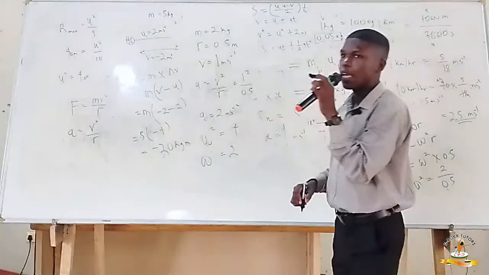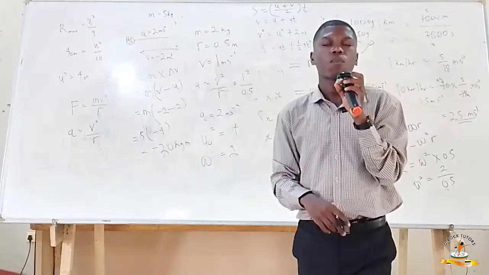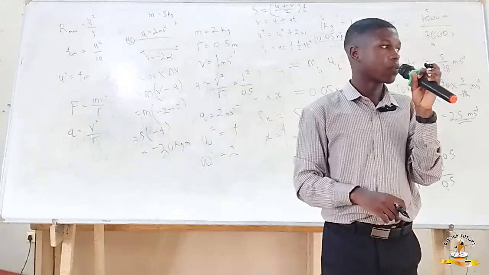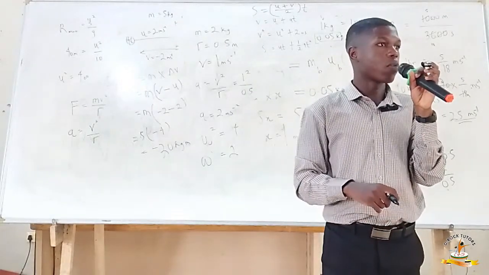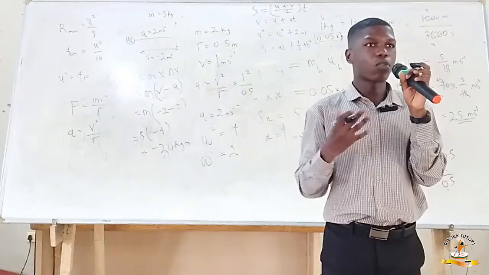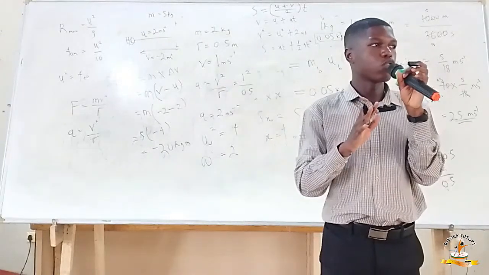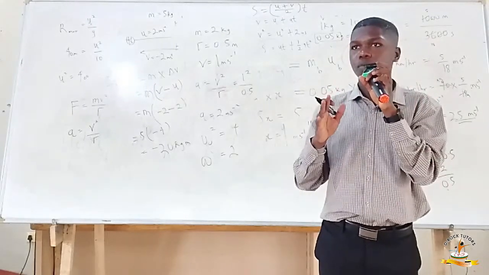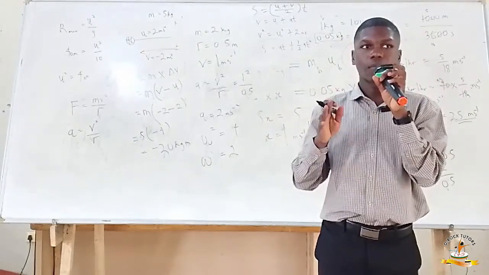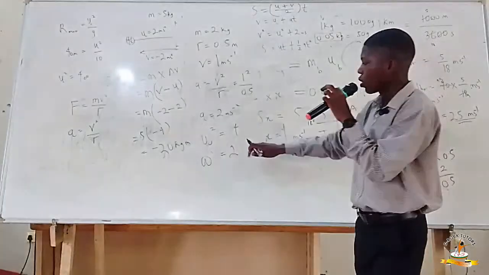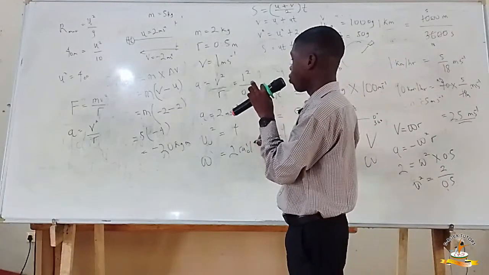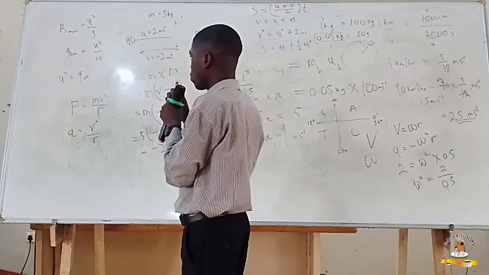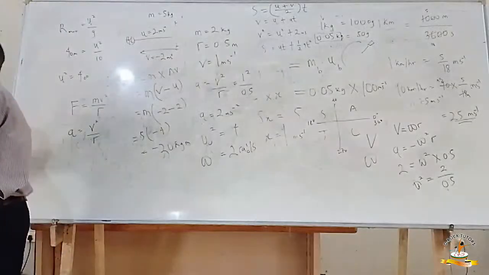You don't say the unit for linear velocity, the unit for velocity is m/s. But the unit for angular speed, since it is angular and not like a normal speed, you use rad. Rad means radians. Radians is a way of measuring angles. So that is 2 rad per second.